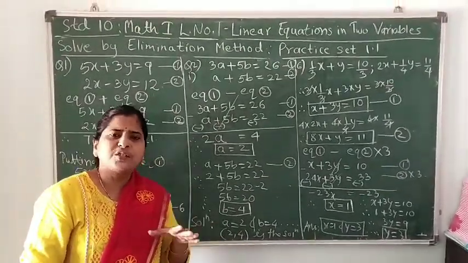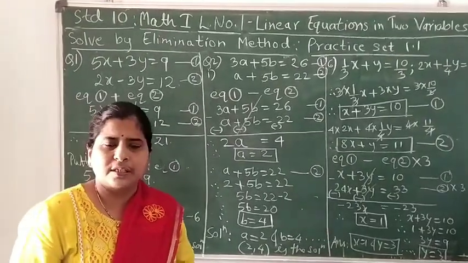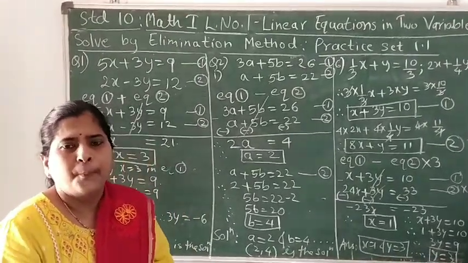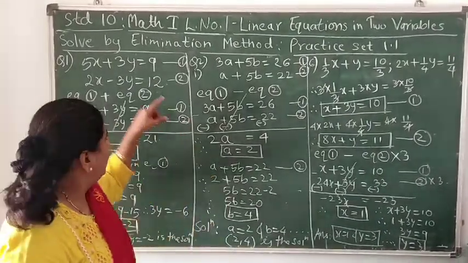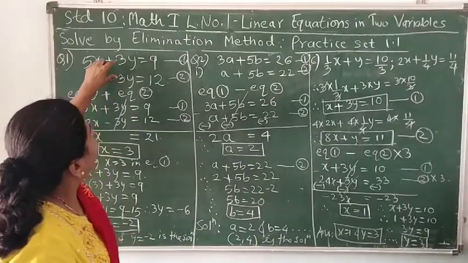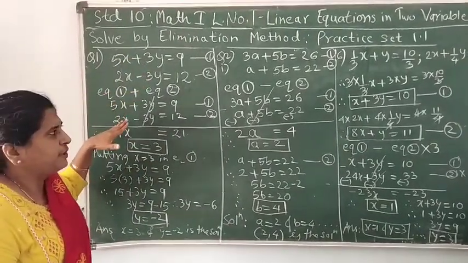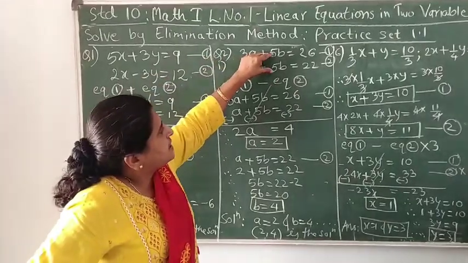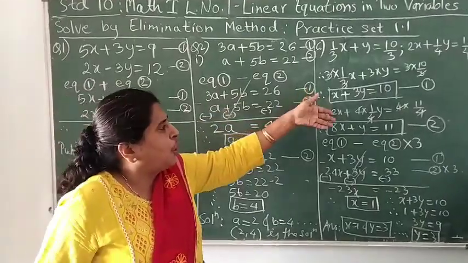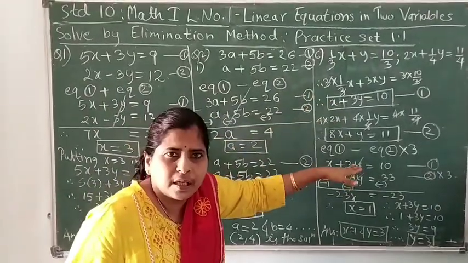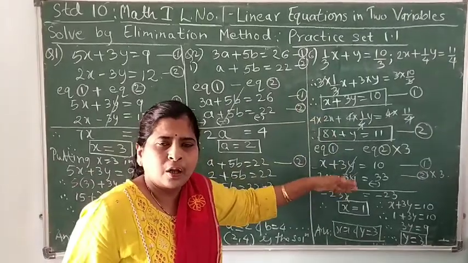So in this video we have seen how to solve simultaneous linear equations in two variables by the elimination method. The tip for that: your coefficients should be the same. When coefficients are the same, you have to eliminate one of the variables. If coefficients are the same and both are of the same sign, you have to subtract. And if they are not the same, you have to make them the same by multiplication and then either add or subtract.